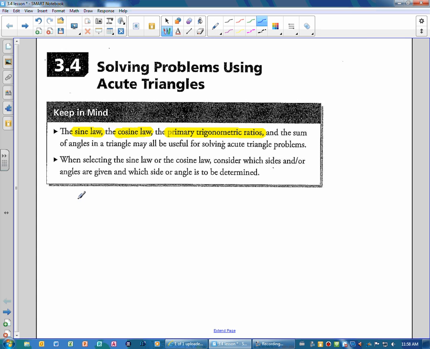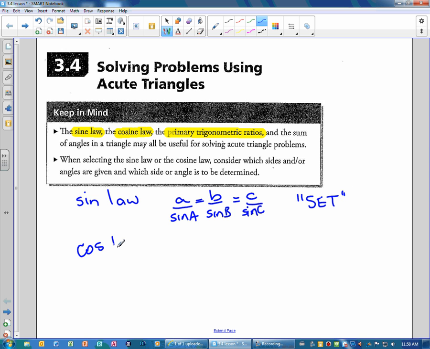So remember your sine law, that's A over the sine of A, equals B over the sine of B, equals C over the sine of C. Or change the letters depending on what the triangle is. Remember, this is all about having sets. Cos law. Again, set it up for the letters you need, but A squared equals B squared plus C squared minus 2BC cos of A, and this is about a contained angle.